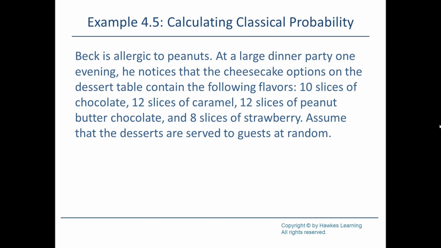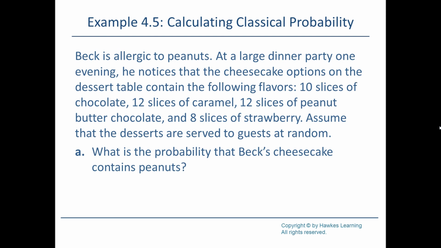Beck is allergic to peanuts for the next example. Poor Beck. At a large dinner party one evening, he notices that the cheesecake options on the dessert table contain the following flavors: 10 slices of chocolate, 12 slices of caramel, 12 slices of peanut butter chocolate, and 8 slices of strawberry. Assuming that the desserts are served to a guest at random, what's the probability that Beck's cheesecake contains peanuts? It's 12 divided by 10 plus 12 plus 12 plus 8.